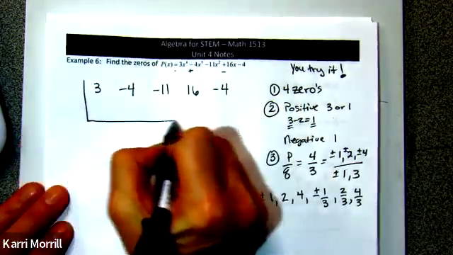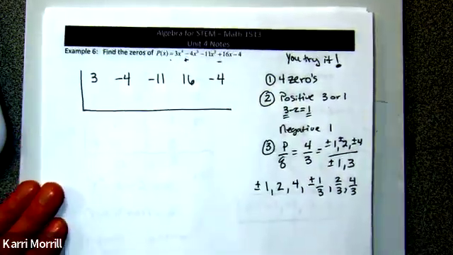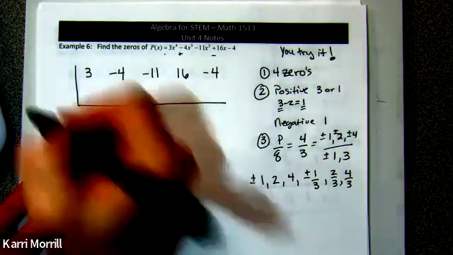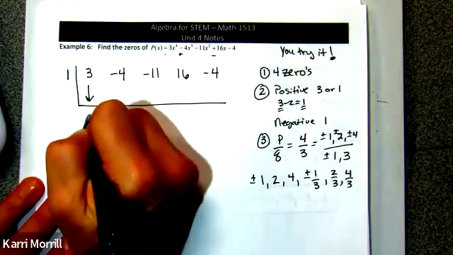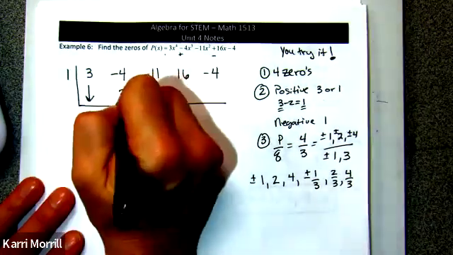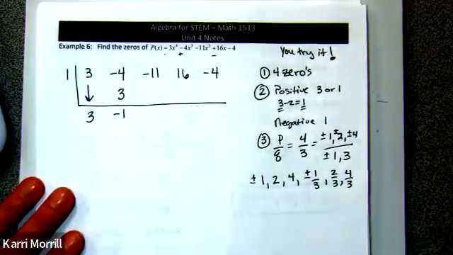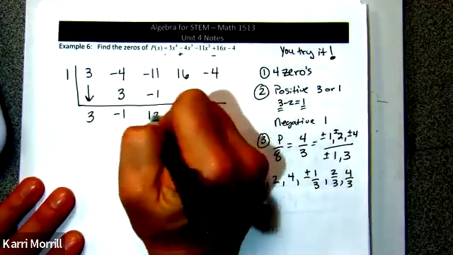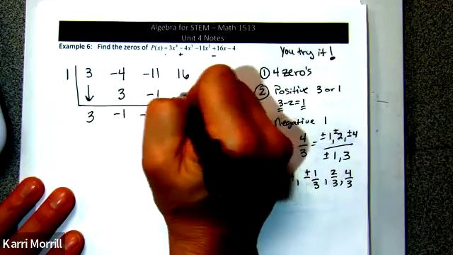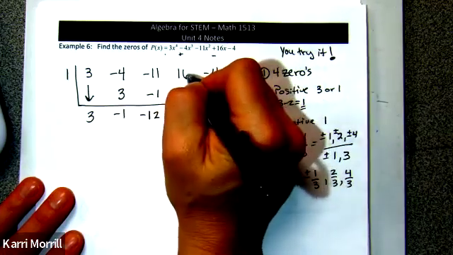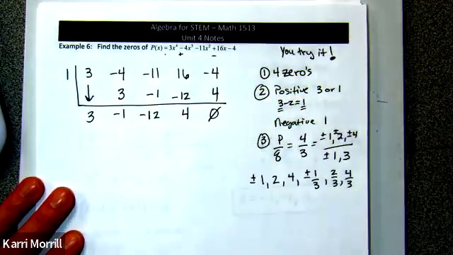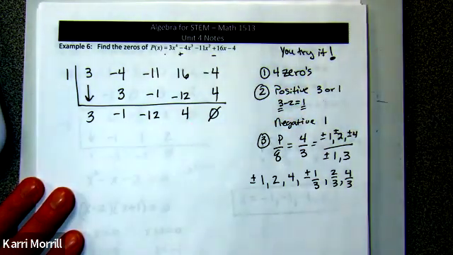I don't have this one completed right now. That's why I was tempted to not do it with you, but I think I'm going to go ahead and just give it a try. So 1 times 3 is 3, which is a -1. -1 makes that a -12. And that's a 4. And so we did it. We found one of the 4 zeros.